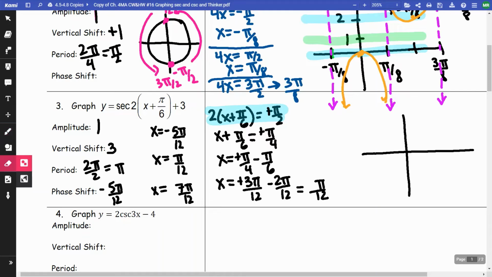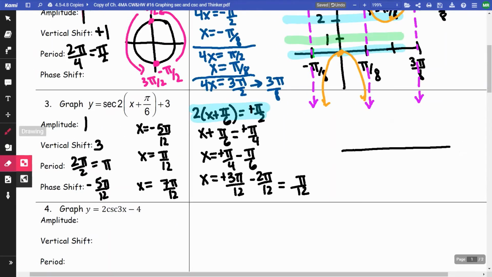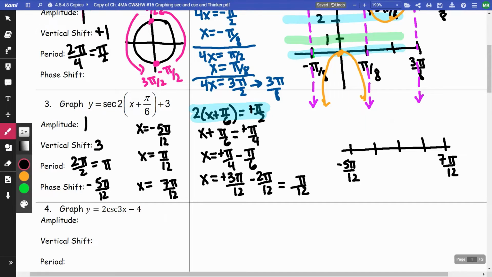I am going to end up having the following. So what I'm going to do is get rid of my y-axis just for a second, okay? And I'm going to have an asymptote at negative 5 pi 12ths. So that's 1, 2, 3, 4, 5. I'm going to be ending at 7 pi 12ths. Halfway in between is going to be my pi 12ths.